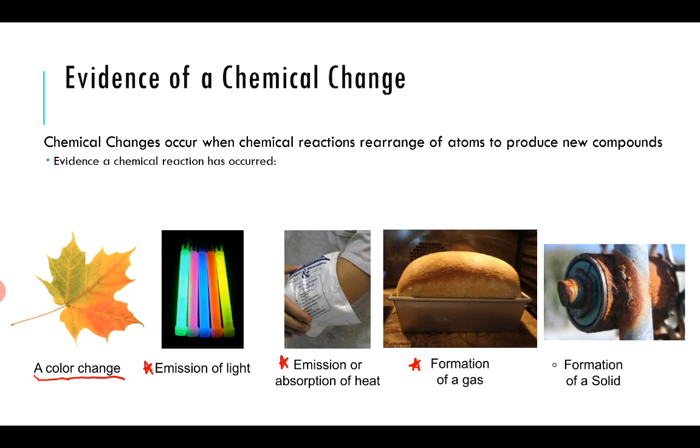Also, formation of a solid that was not there before is another example of a chemical change occurring. And so I have a picture of a rusty pipe, and that's a different solid than what was on there originally. And so some kind of chemical change has occurred there.